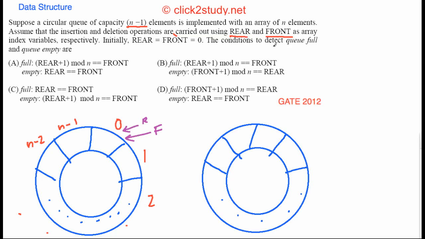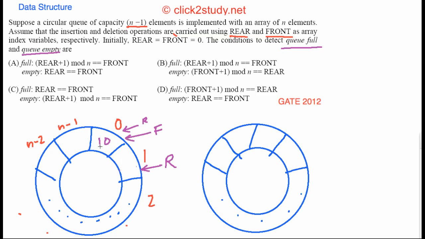Then what you have to do is detect the conditions when the queue is full and when the queue is empty. So what will happen if you start inserting elements into this thing? Suppose you insert, let's say, 10 out here, and then you insert, let's say, 30 out here. When you inserted this 10, this rear moved to here. I'll insert 30 later. First I should just insert 10.